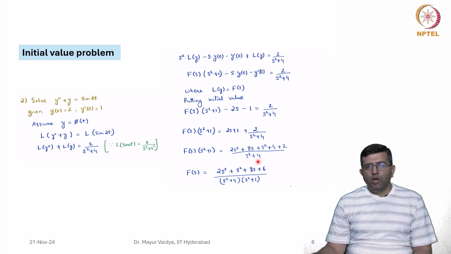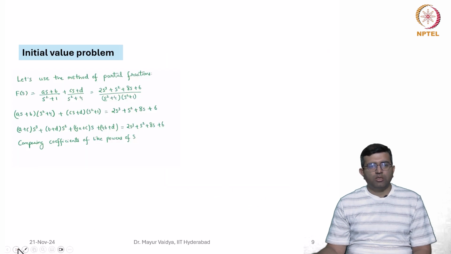Now, when you want to separate this using partial fractions, you perhaps know already that such a function can be split as F of s equal to as plus b divided by s square plus 1, plus cs plus d divided by s square plus 4. Doing algebraic rearrangement, the denominators cancel out, and what you have is as plus b into s square plus 4, plus cs plus d into s square plus 1, which is equal to 2s cube plus s square plus 8s plus 6.